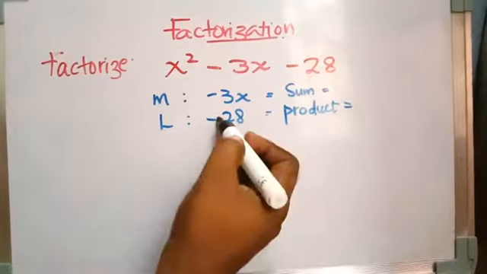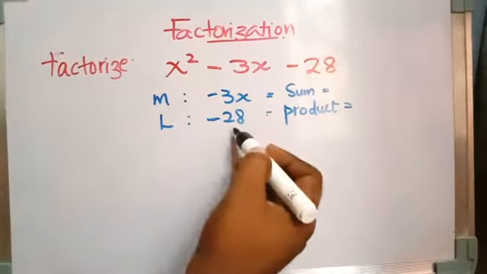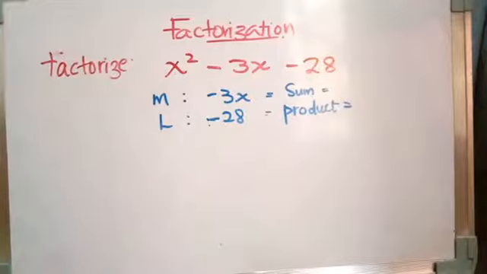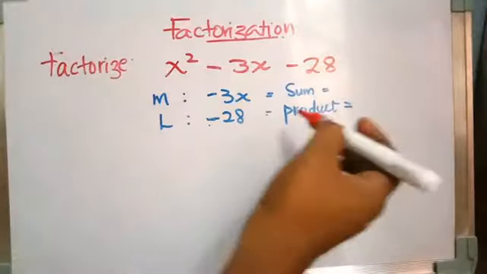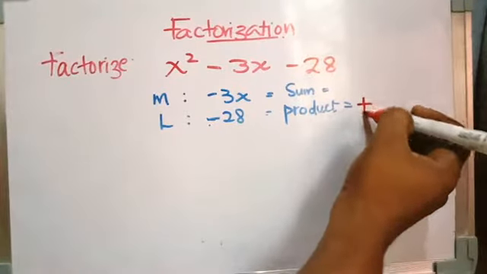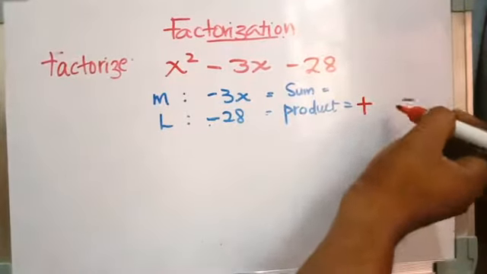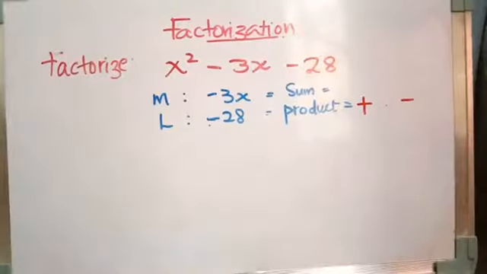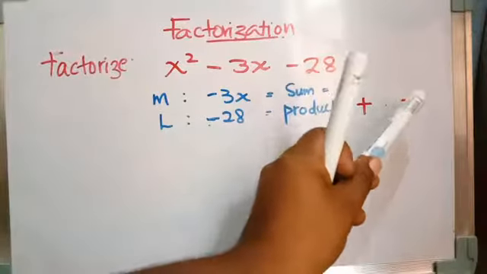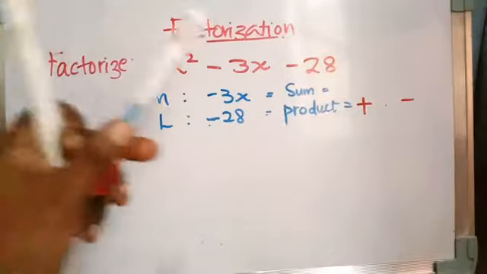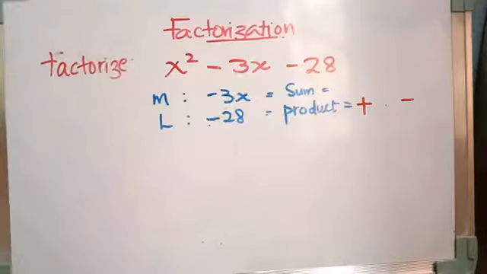And when you check the last term, it is negative. What do you mean by the last term being negative? It means one should be plus and the other should be negative. One number should be positive and the other number should be negative. That means two different signs. That means this is not sum, it should be difference. So which numbers are possible here?